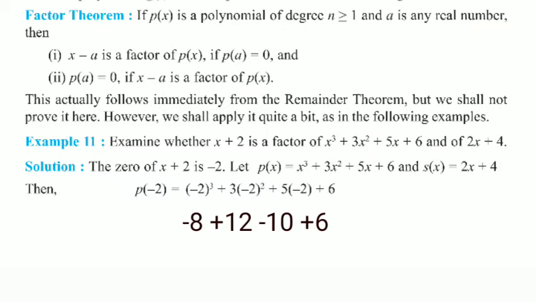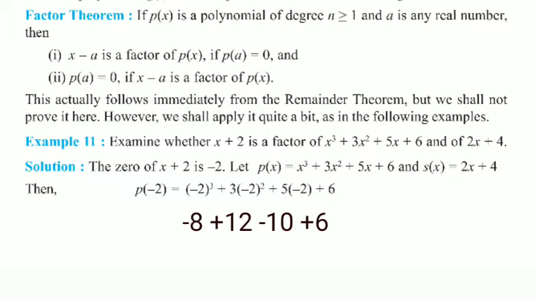So how will we do this? See here, the zero of x plus 2, it means minus 2. When we equate x plus 2 is equal to 0, we get x is equal to minus 2. So p(x) is given to us, x cube plus 3x square plus 5x plus 6. In place of x we need to put minus 2. So we are going to find out the value of p(minus 2), which is minus 2 whole cube plus 3 times minus 2 whole square plus 5 times minus 2 plus 6. We need to solve it.